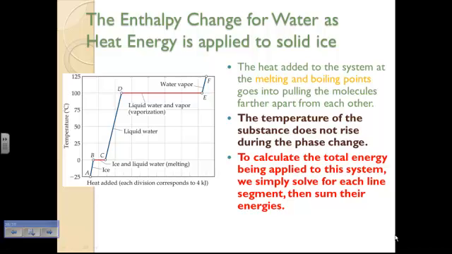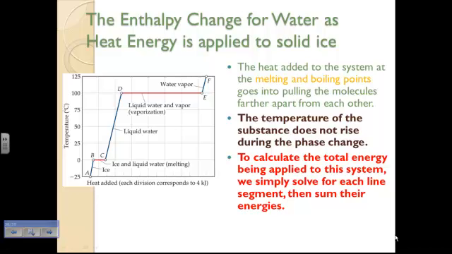We have a total of 1, 2, 3, 4, 5 line segments. Line segment AB, warming up ice. Line segment BC, melting. Line segment CD, warming up water. Line segment DE, turning water into steam. And line segment EF, warming up steam to an even hotter temperature from 100 to 125.